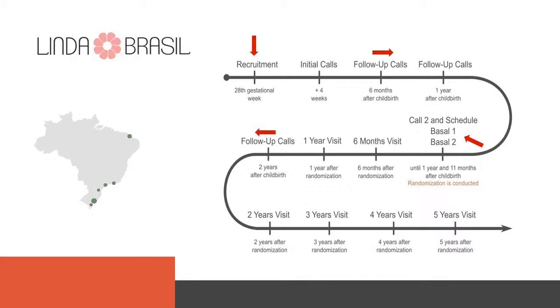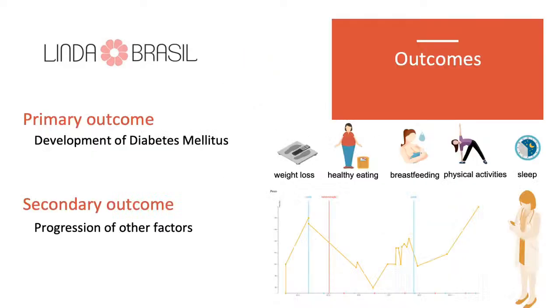The study proceeds with phone calls and yearly visits until the last one is scheduled for 5 years after the randomization date. At the end of the study, the main outcome observed is whether or not the participant developed diabetes. There are several secondary outcomes which mainly assess whether the participant was able to apply the changes proposed by the study in her lifestyle.